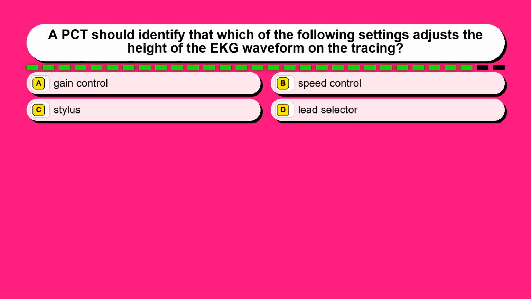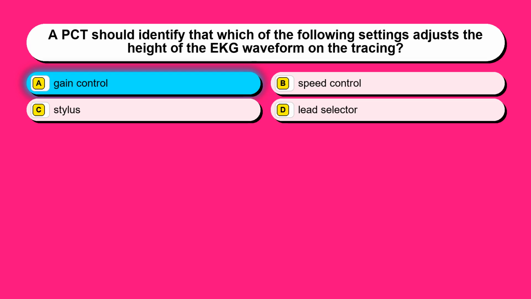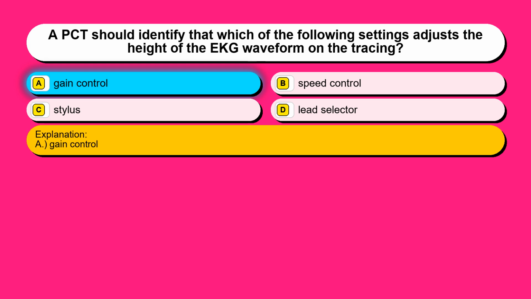Question 75. A PCT should identify that which of the following settings adjusts the height of the EKG waveform on the tracing. Option A, gain control. Option B, speed control. Option C, stylus. Option D, lead selector. The correct answer is option A, gain control.